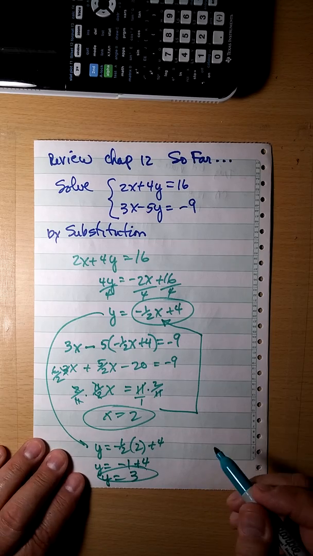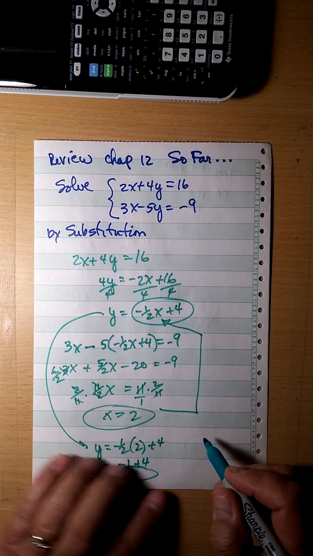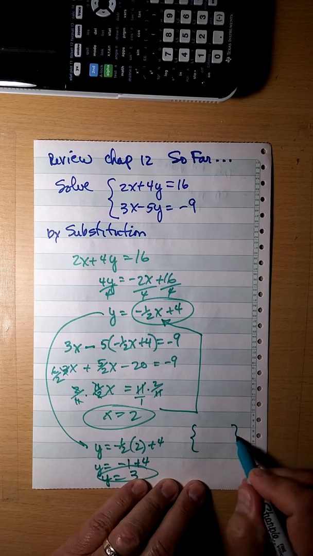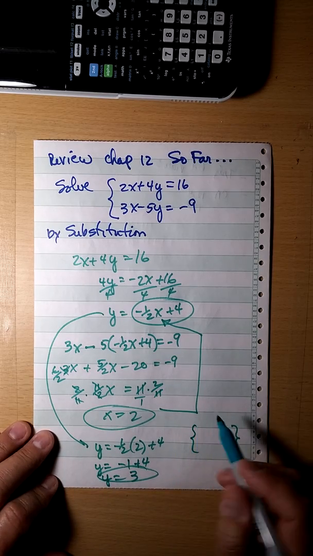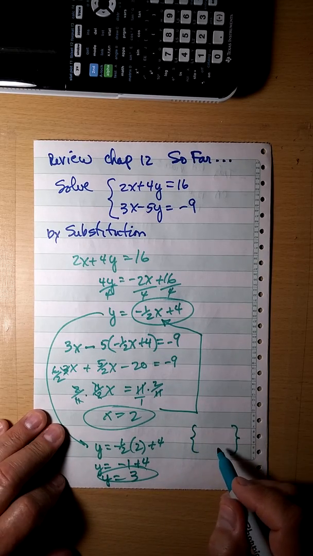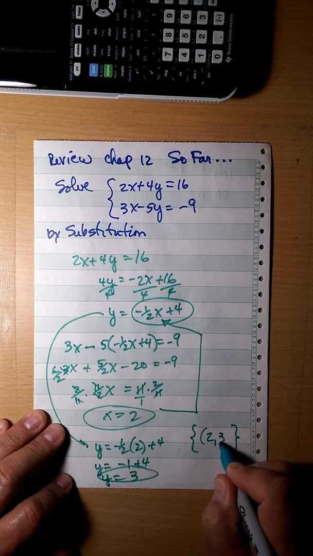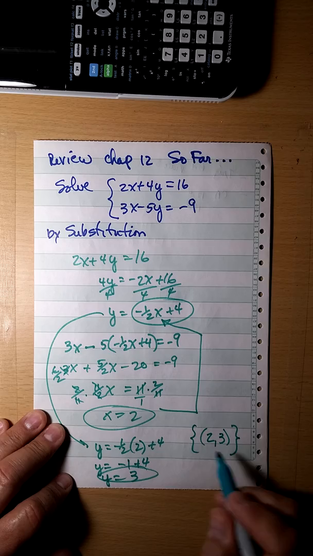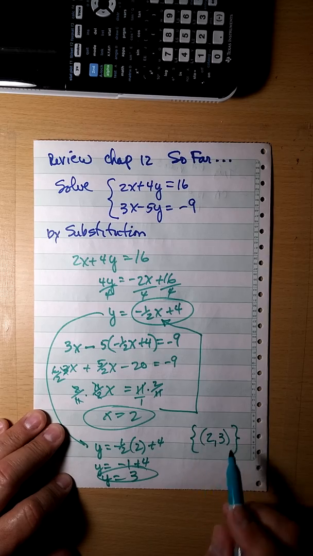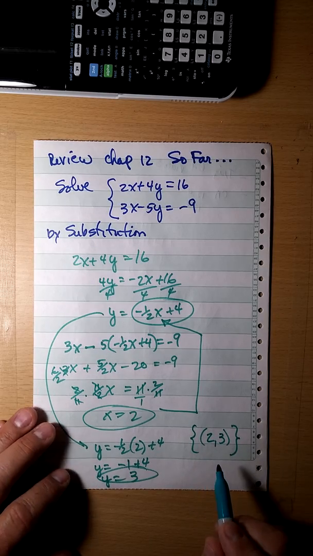And when you write these answers, I'm going to ask you to write them as a set, so you need the braces. And it's a point. This roster notation, you just list that point. X is 2, y is 3 in parentheses. So it's going to look a little strange. It's a solution, one solution, ordered pair 2, 3.